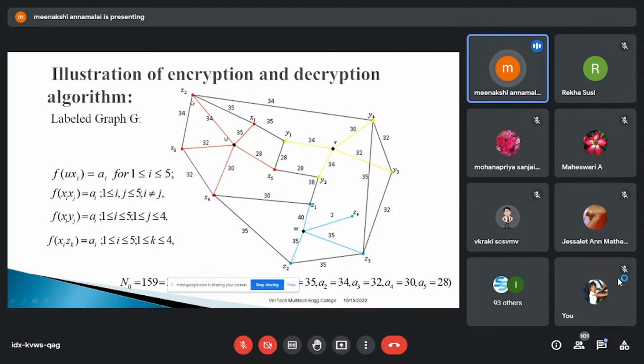For UX1, look here, f of UXi equal to Ai. So for UX1 I assign the A1 value, which is 35. I assigned 35 here. A2 value is 34, so for UX2 I assigned 34. For A3, 32, I assign UX3 32. Then A4 is 30, and for A5, 28. Likewise I assign VYj also, j lies between 1 to K2. Here 4 neighbors of V are there: VY1, VY2, VY3, VY4.